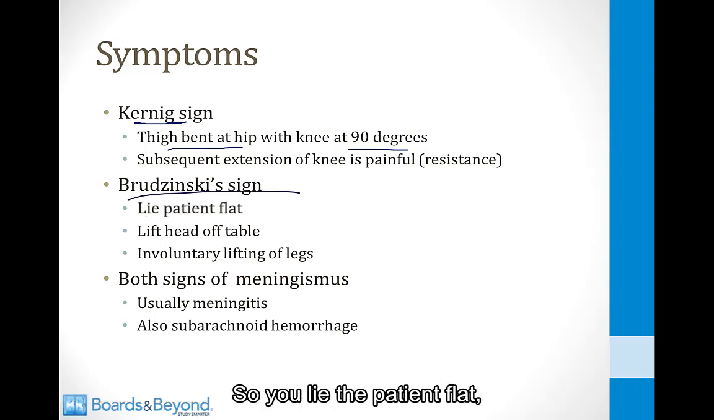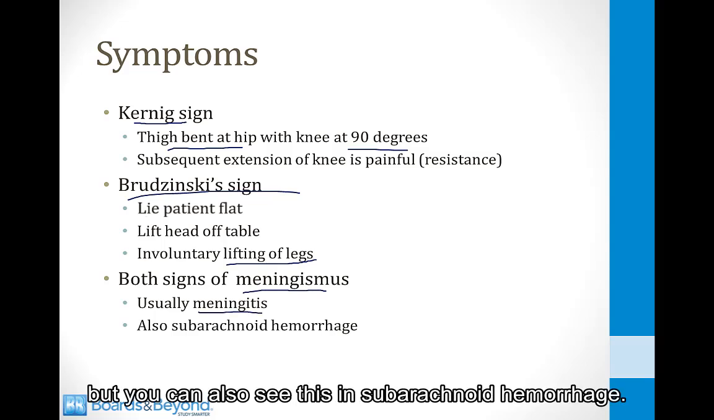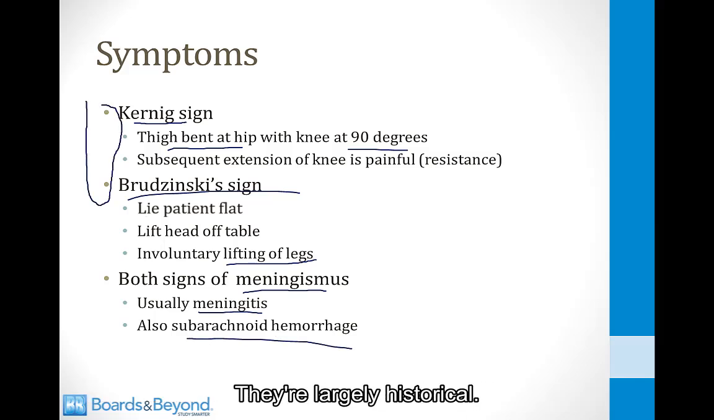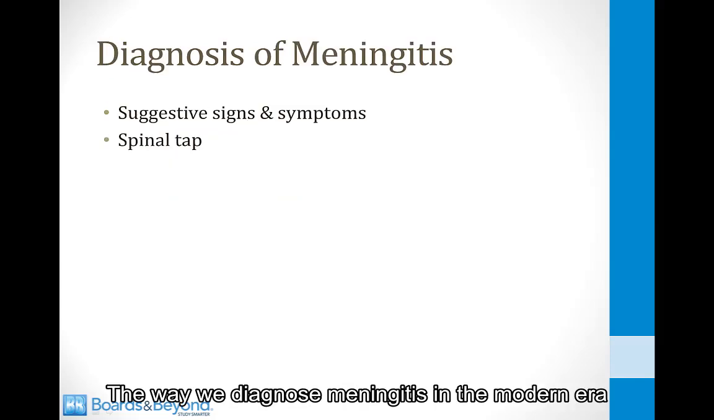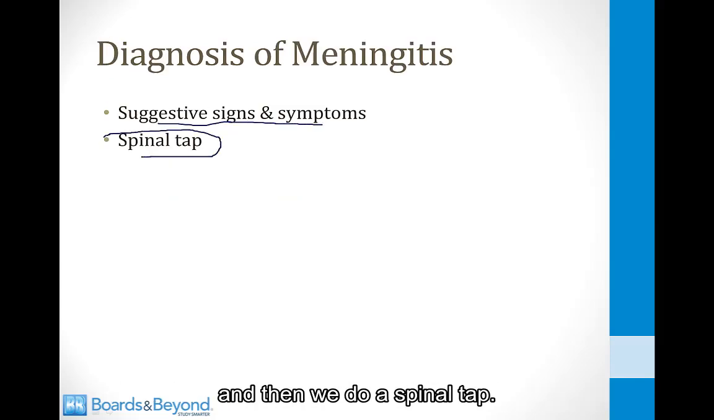The second sign is called Brzezinski's. So you lie the patient flat, you lift their head off the table, and they will involuntarily lift their legs to try and relieve the pain and discomfort. Both of these are signs of what's called meningismus, which is irritation of the meninges. Usually that's for meningitis, but you can also see this in subarachnoid hemorrhage. I've never seen anyone do any of these things anymore. They're largely historical. The way we diagnose meningitis in the modern era is by suggestive signs and symptoms, and then we do a spinal tap.